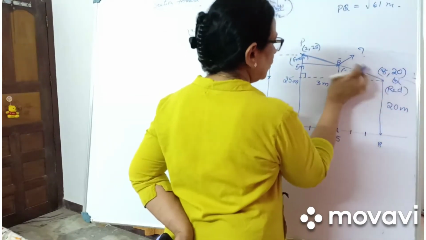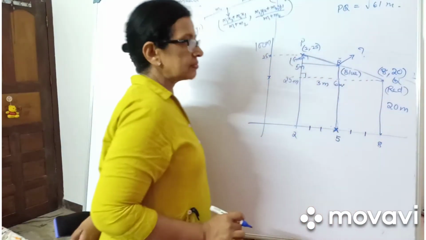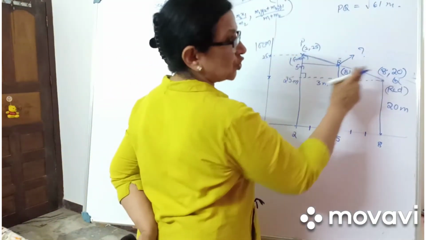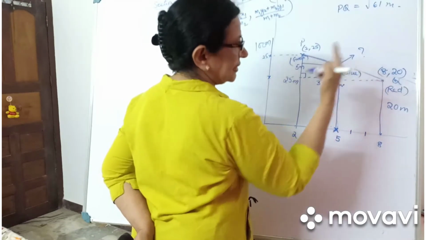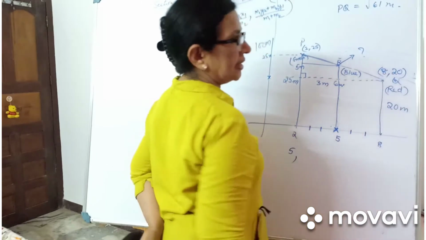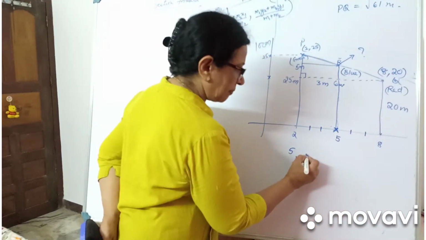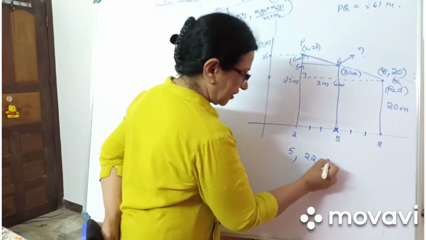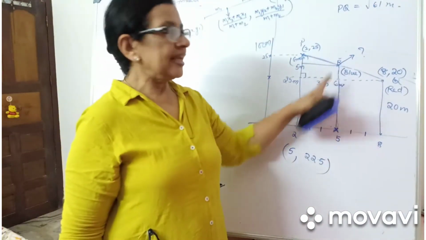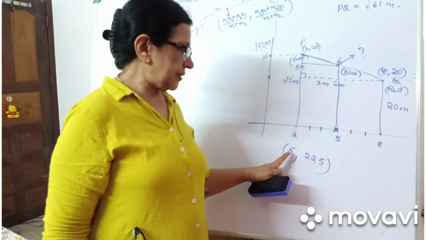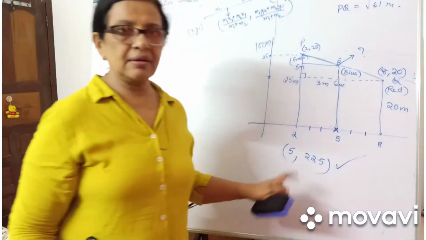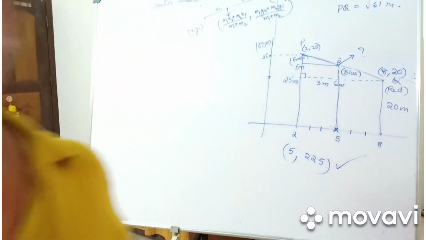Did you understand this much? Now you need the midpoint. Midpoint will be x1 plus x2 by 2. What is that? 2 plus 8, 10 by 2. That is 5. 25 plus 20, that is 45. 45 by 2 is 22.5. So what is the point R? Where is the blue flag posted? It is posted at point 5, 22.5. Is it clear? This is the solution for the second part.